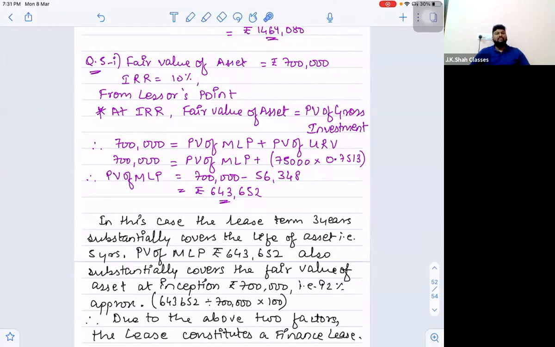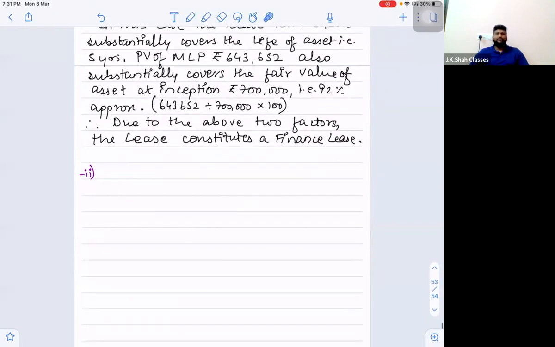So my point is, how shall I calculate the future value now? Because 6,43,000 is the present value of MLP. You cannot say that the present value of MLP plus URV 75,000 is the gross investment. This is the present value of MLP. You have to convert it to the future value, then only you will get the gross investment, because technically gross investment is the future value. It is very simple, no rocket science.